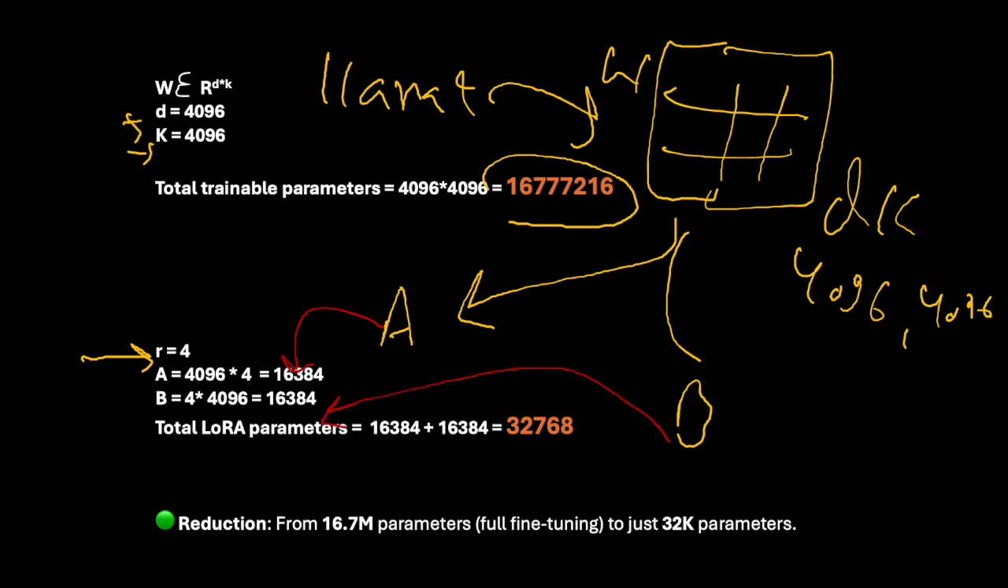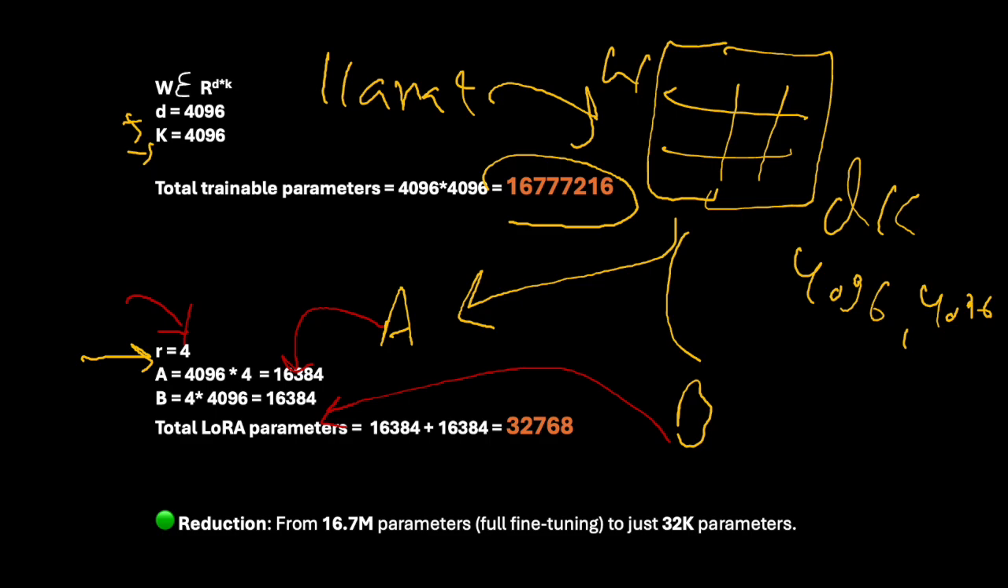Matrix A will be represented by this dimension, 4096 into 4, and the dimension of matrix B is 4 into 4096. Here 4 represents the rank. That's where the rank comes in very handy. If you increase the rank, the total number of trainable parameters will increase significantly. This is very important for you to understand.